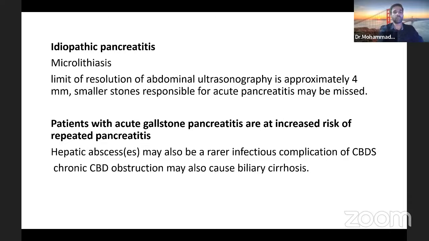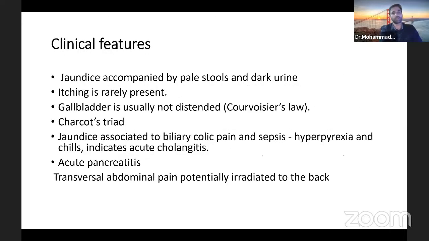Some of the patients with pancreatitis have no known etiology. It is believed that some microliths may pass and are not picked up, because the resolution of the ultrasound is very low, and it cannot pick up small stones. One problem is pancreatitis; they can have recurrent attacks of pancreatitis that sometimes can lead to severe pancreatitis. And some patients can develop hepatic abscess due to obstruction, or prolonged obstruction can lead to secondary biliary cirrhosis.